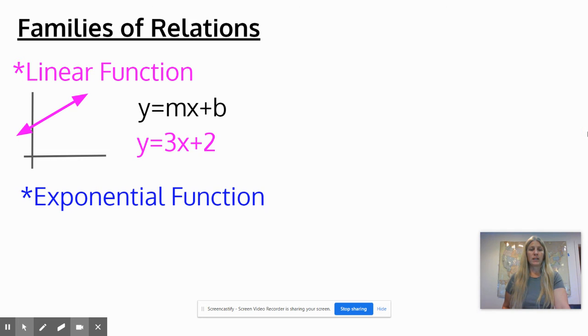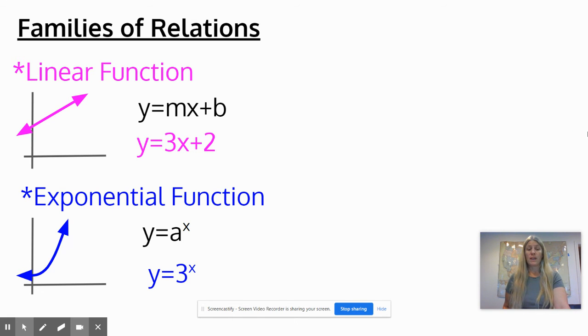The second type of relation that we're looking at is an exponential function. And an exponential function is a function that gets really, really big, really fast, or really, really small, really fast. And shockingly enough, that is going to look in the format of y equals a to the x power. So our variable, our x, is an exponent. As we know, exponents are multiplication, so that's why it gets big so fast or small so fast if we're looking at smaller numbers. So here we have y equals 3 to the x power. So these are our exponential functions.